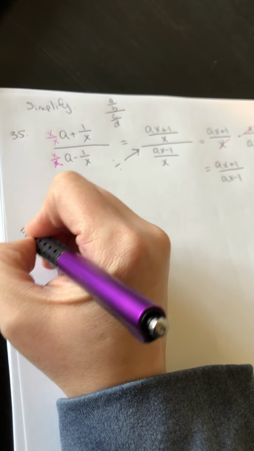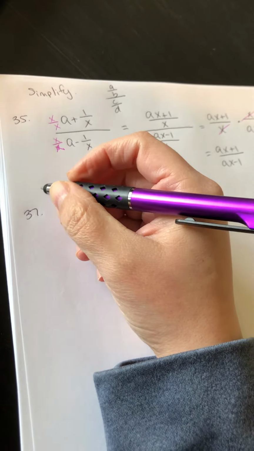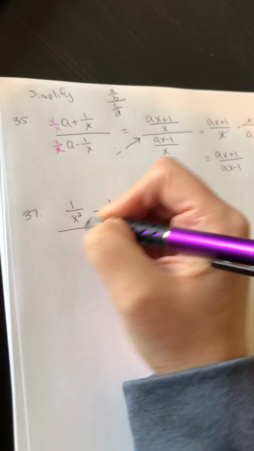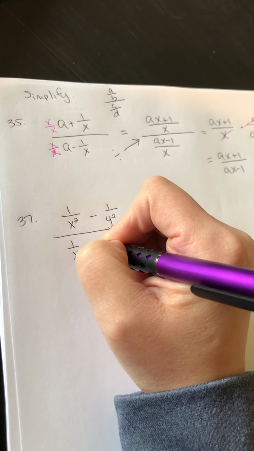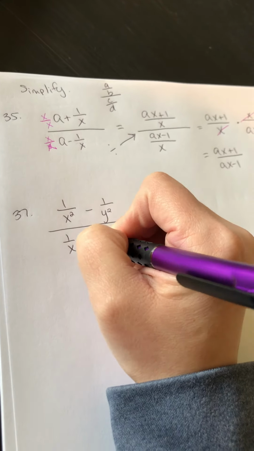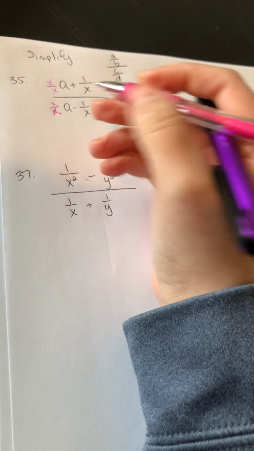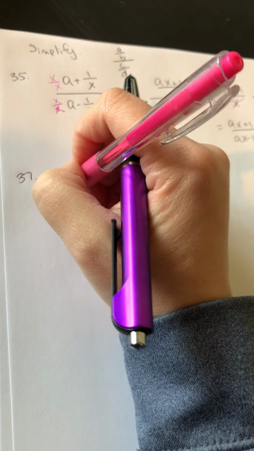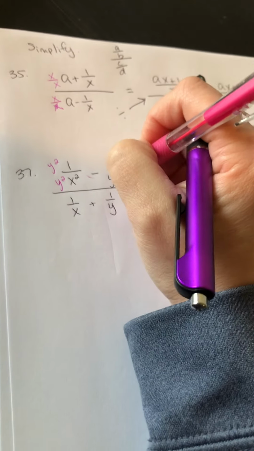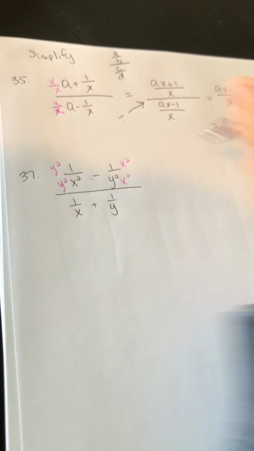So for one more like this, we have 1 over x squared minus 1 over y squared, all over 1 over x plus 1 over y. So again, I want it to be a fraction over a fraction. So in this numerator, I need x squared and y squared. That's my denominator. So on this side, I need a y squared. On this side, I need x squared.